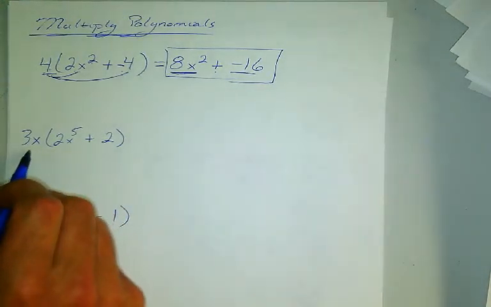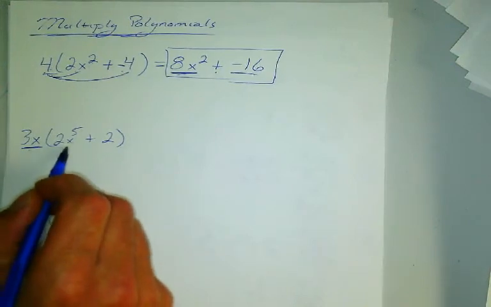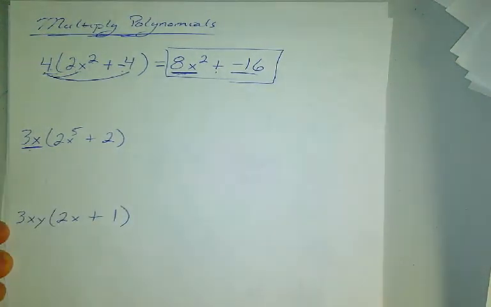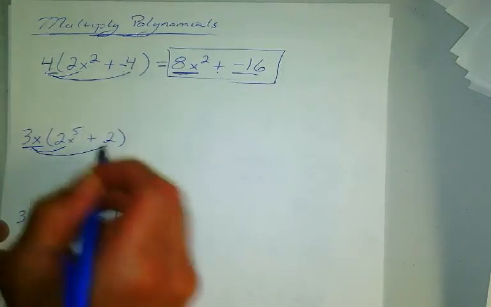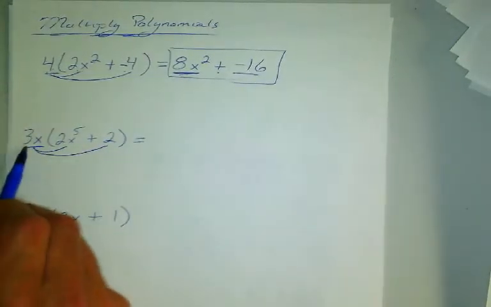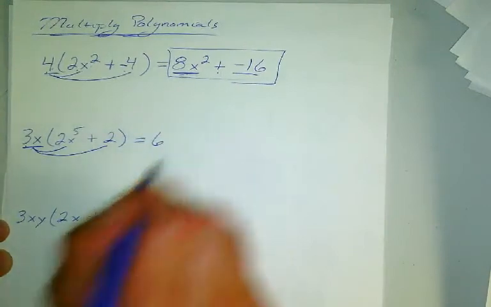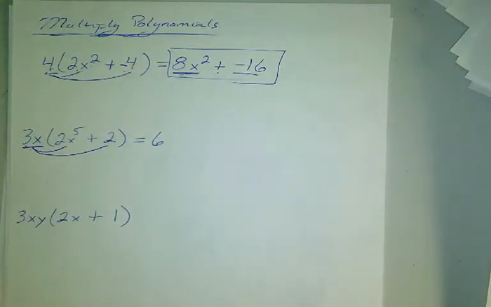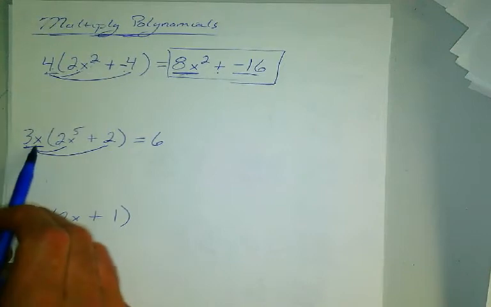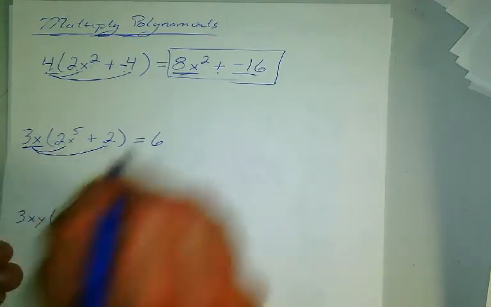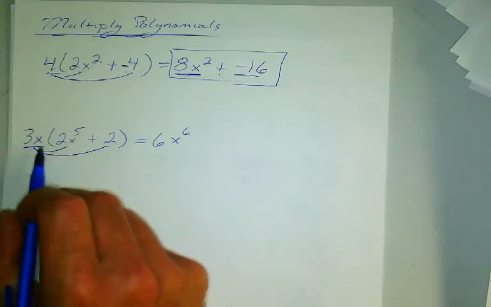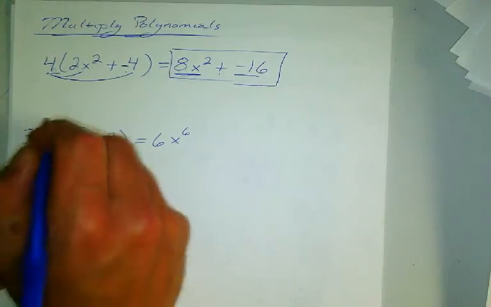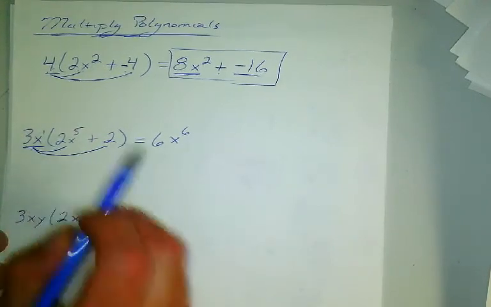So example 2, we have 3x times 2x to the 5th plus 2. Again, I need to distribute because that's how you eliminate parentheses. So 3x times 2x to the 5th, 3x times 2. That will give me 3 times 2, which is 6. So my coefficient is 6. You multiply the coefficients. Now I need to multiply the powers. X times x to the 5th is x to the 6 because you keep your base the same and you add your exponents. 1 plus 5 is 6.